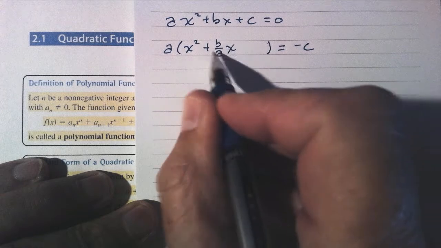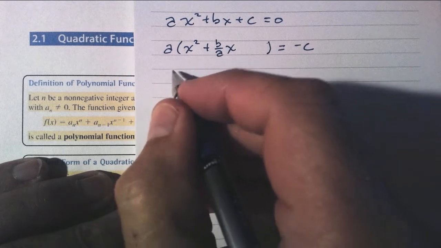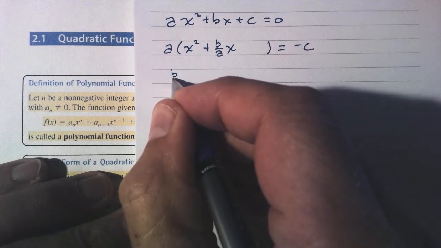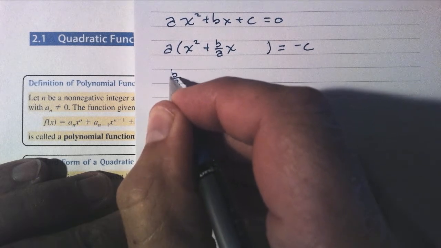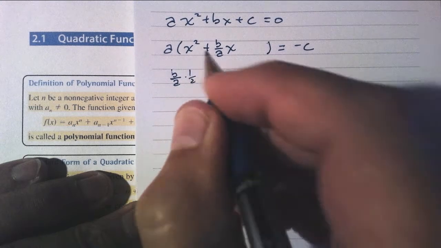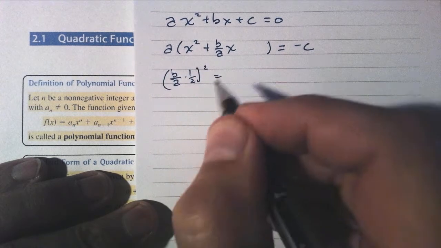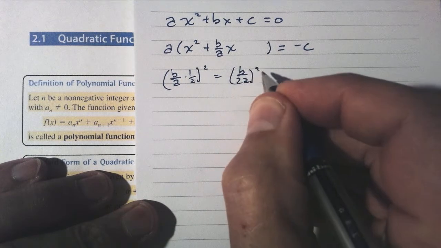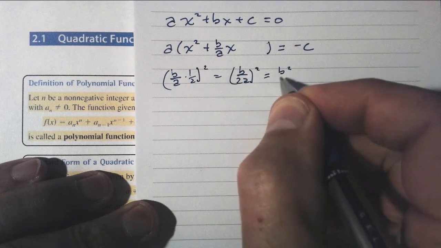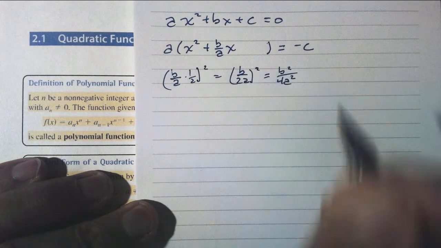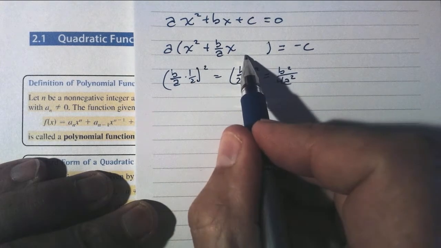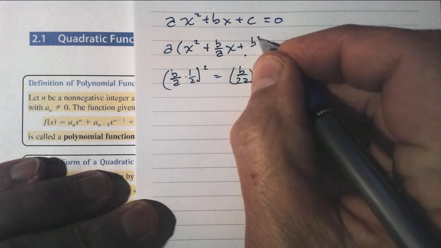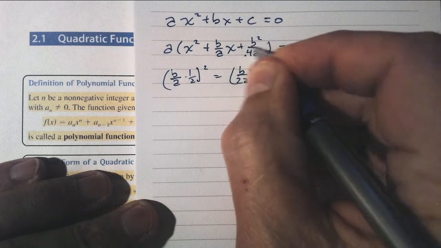Okay, and then hopefully we recall, to complete the square when we're in this form, we take half of this term, so this is b on a times 1/2, and we square it, or we get b on 2a squared, or we get b squared on 4a squared. And that's the value I'm going to put right in here. So I'm going to go plus b squared on 4a squared.